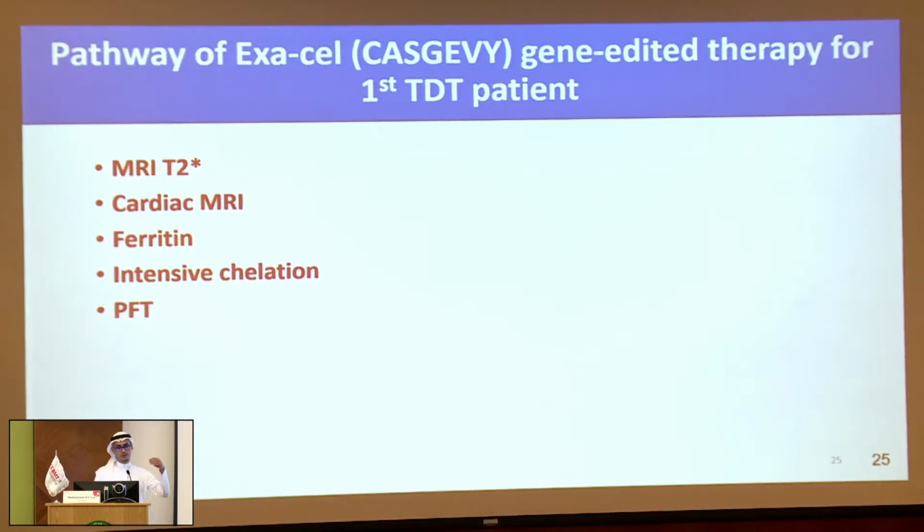So the iron concentration went down from 10 to 6 milligram per gram dry weight. And the cardiac MRI was always good, above 30 milliseconds, with good ventricular function. The ferritin was actually in the range of 2,000 or so.